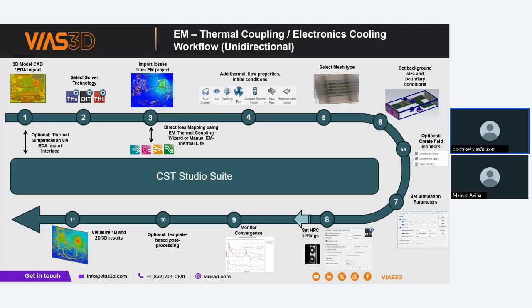So we start by importing our PCB model, whether you're using a CAD file or an EDA file. Okay. And we will see in a moment that if you bring in an EDA file through PCB Studio, you have the option to simplify it via the EDA import interface. You have the option to simplify that PCB for a thermal simulation. Okay. Then you have to select the solver technology.